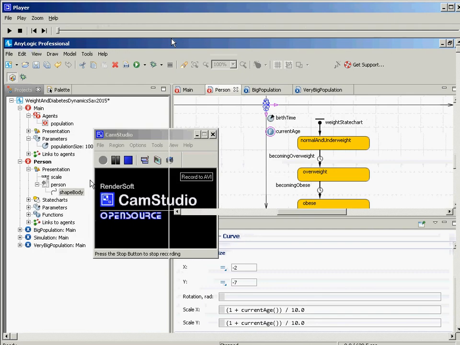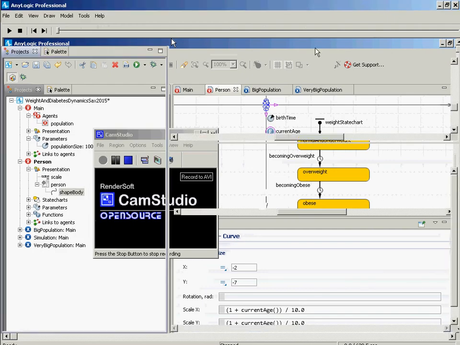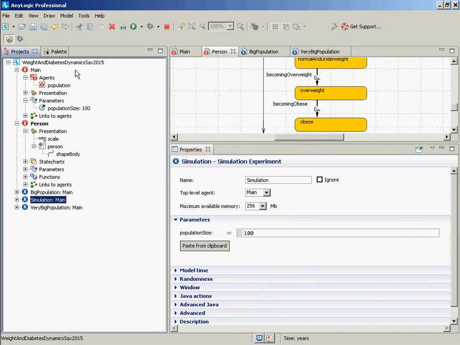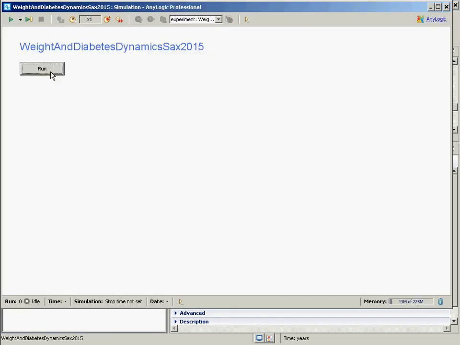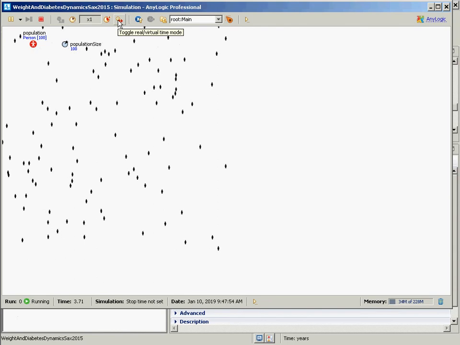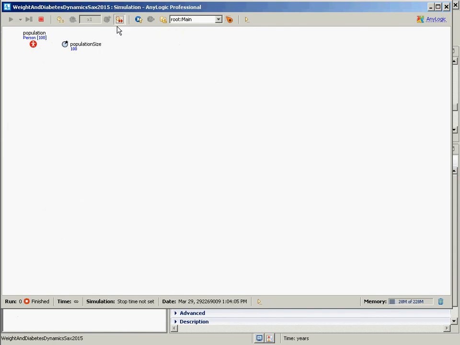Go learn something about running the model, though. So running the model here, you'll notice that there are these controls up here. This one will run the model as quick as you can. Watch this. What just happened?